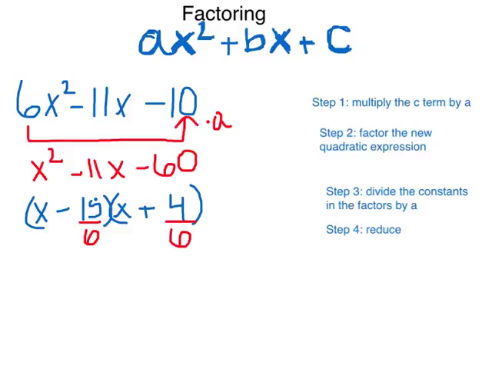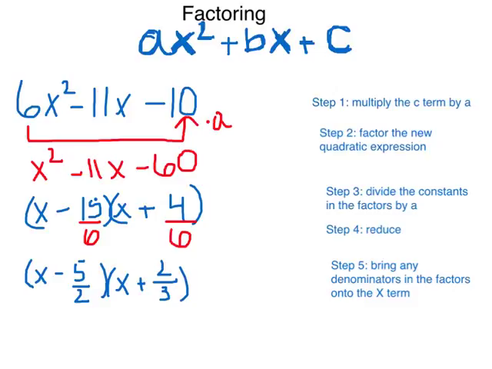After we get the division, we need to go through here and just reduce our fractions. So 15 over 6, 3 goes into both of those, so that would be 5 halves. And x plus 4 over 6, 2 goes into both of those, so that would be 2 thirds.